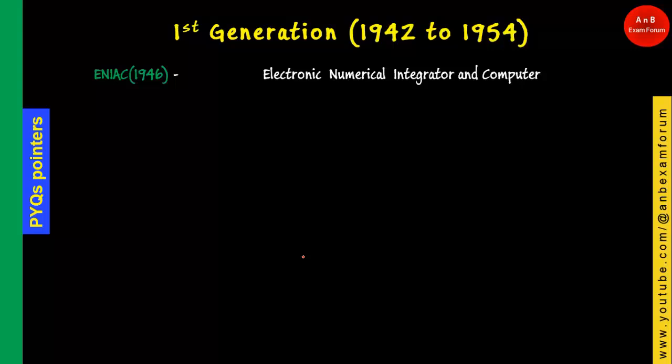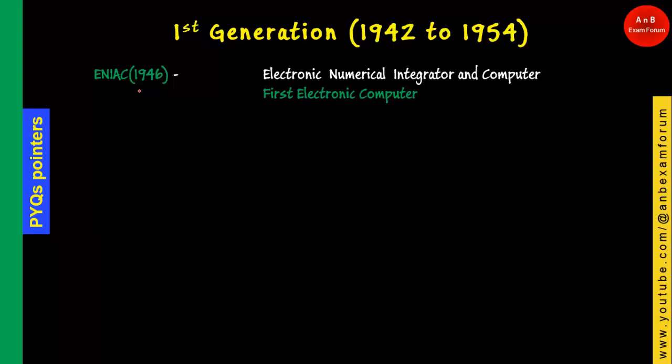Let's see. So ENIAC, first you should know that it is Electronic Numerical Integrator and Calculator. Okay, the full form you should remember. And why I am telling you this is very important for your exam is it is the first electronic computer. We have seen the first electromechanical computer, that was Harvard Mark 1, but this is the first purely electronic computer. Okay, so if they ask what is the first purely electronic computer, your answer should be ENIAC.